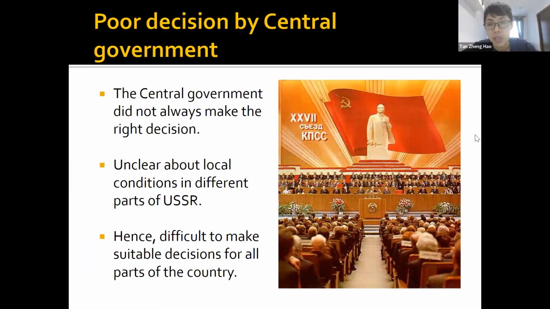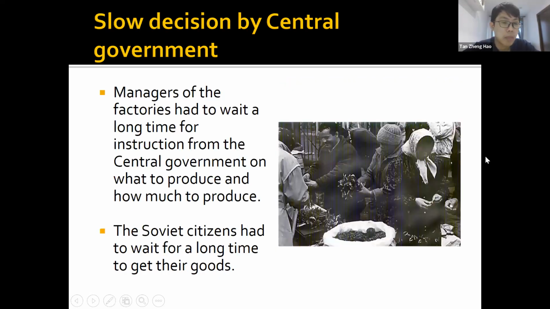Okay, we talked about how this was the weakness of the communist system because they cannot make accurate decisions all the time. It's very hard to micromanage everything. Okay, and what does this mean? That there were a lot of economic problems. Okay, what to produce, how much to produce, they may not always do the right thing. And people often have poor quality goods or have to wait very long to get goods.